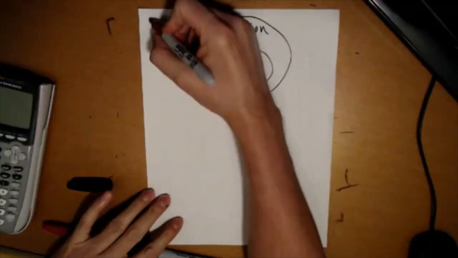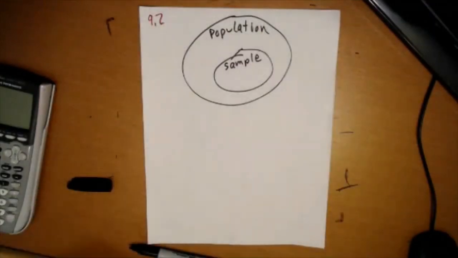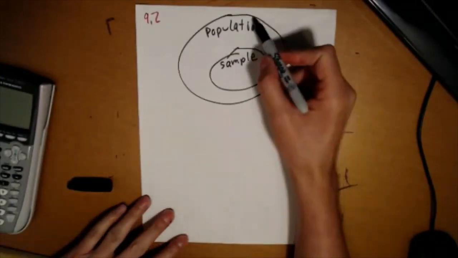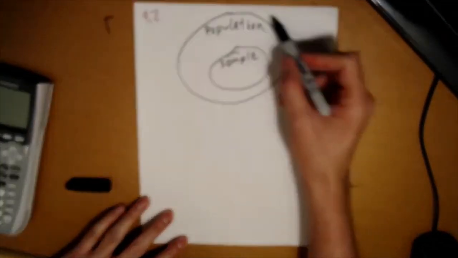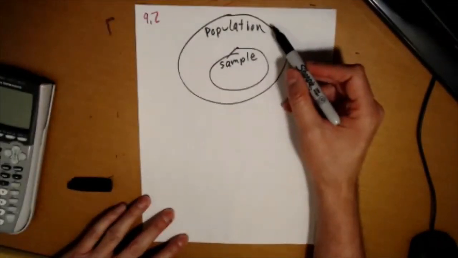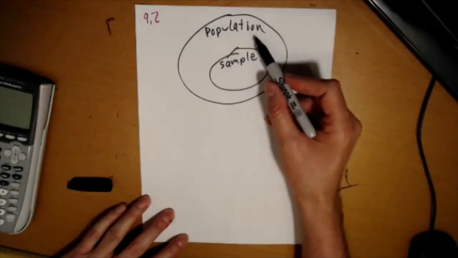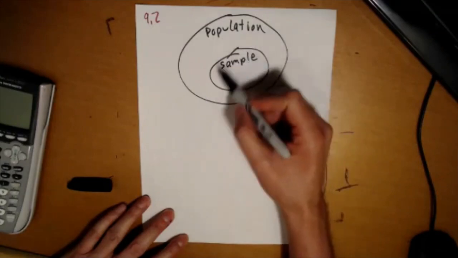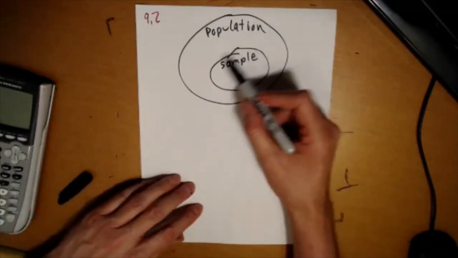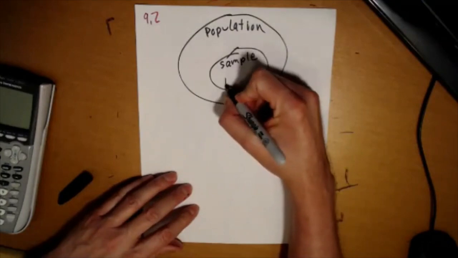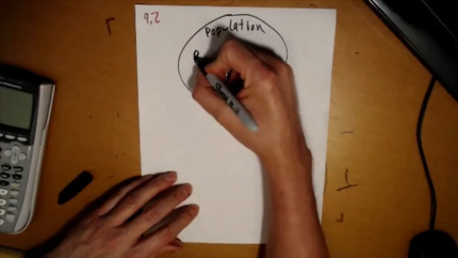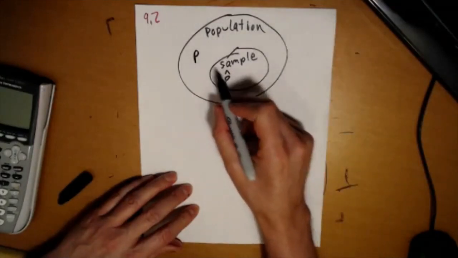Hey folks, let's talk about 9.2, estimating a population mean. Okay, so I've drawn this picture before. There's a population of interest. We can't talk to everyone in the population, so we take a subset of that population. Hopefully it's representative of that population. Hopefully there's no bias. So we take a sample and we describe our sample with statistics, things like p hat. Remember, p hat was a good point estimate for p.